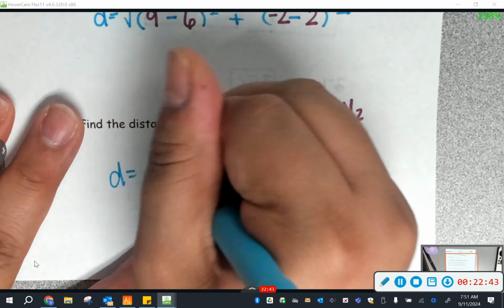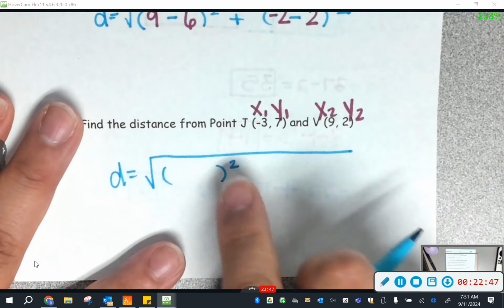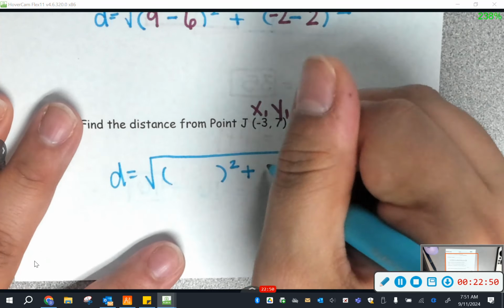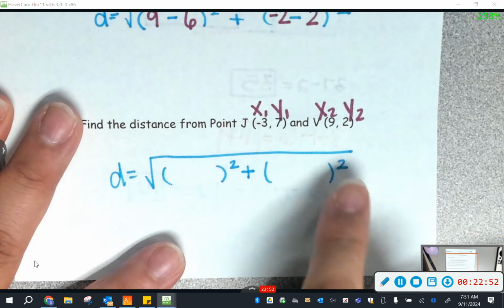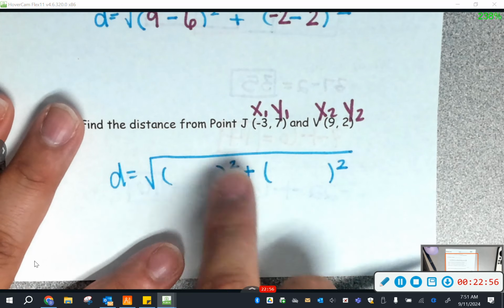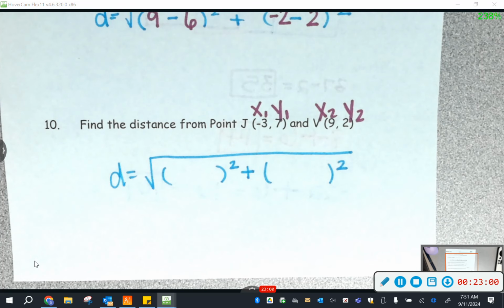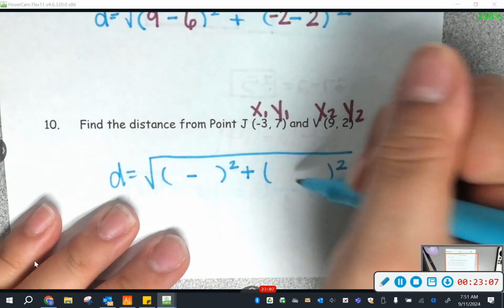Did you put a square root sign? Do you have a squared up top here? A plus sign and a squared up top there. A lot of people get points off because they forget the plus sign or they forget these little squares. Make sure, because it's just a squared plus b squared. And then do you have minus signs in the middle right here?